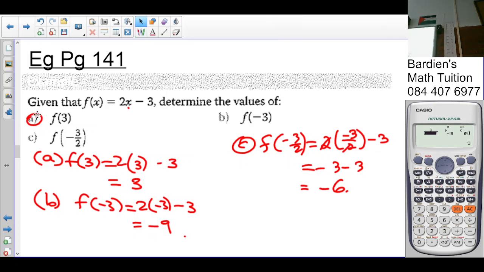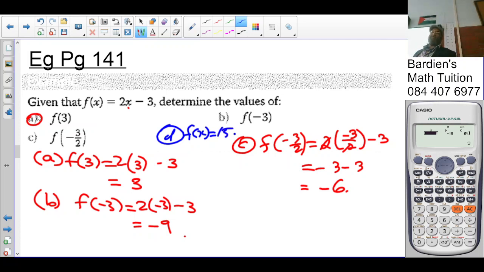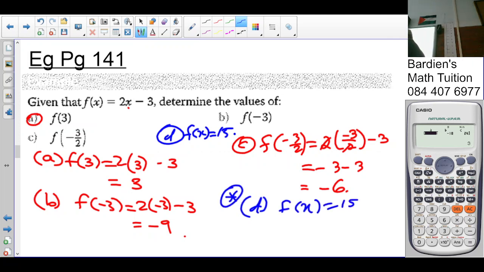What if this question was: determine the value for x if f of x is equal to 15? So what are we going to do here? If f of x is equal to 15, what is f of x? So y, yes. But f of x is also equal to 2x minus 3.